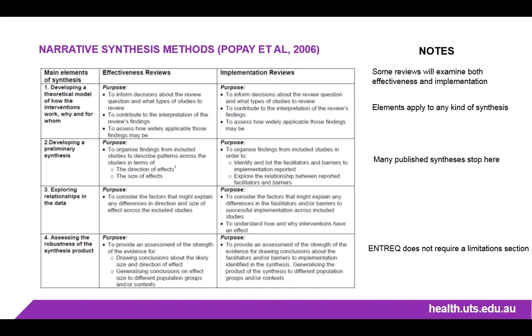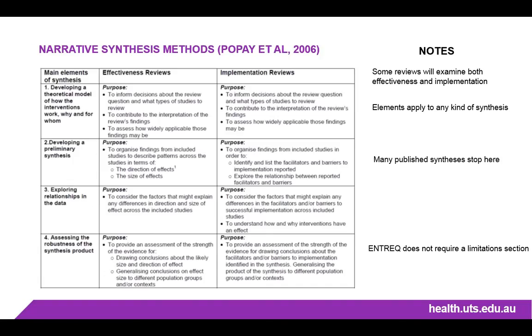Now, the first thing to say is that those are not mutually exclusive, and you can by all means have a review where you look at effectiveness and also aspects around implementation. But again, that's probably a type of review where you're going to have challenges squeezing that into one journal article. The other thing to mention is that while these are for narrative synthesis, I think these elements apply to any kind of synthesis, be it a meta-analysis or a meta-synthesis as well.